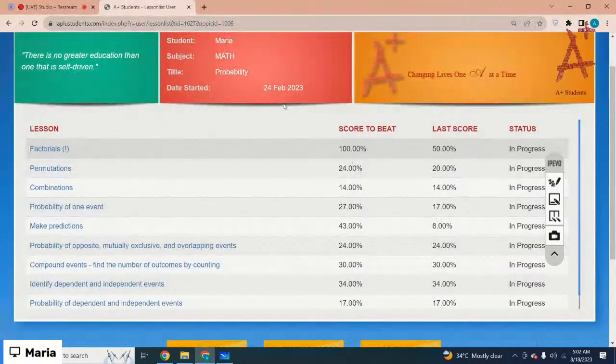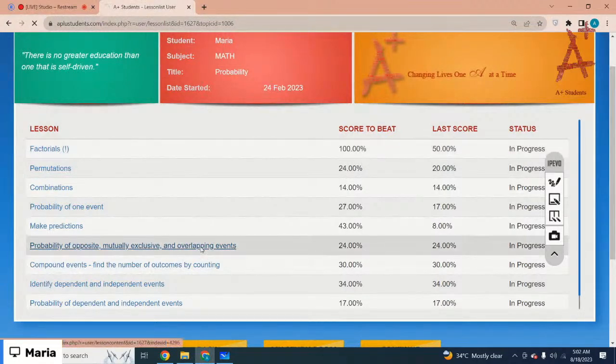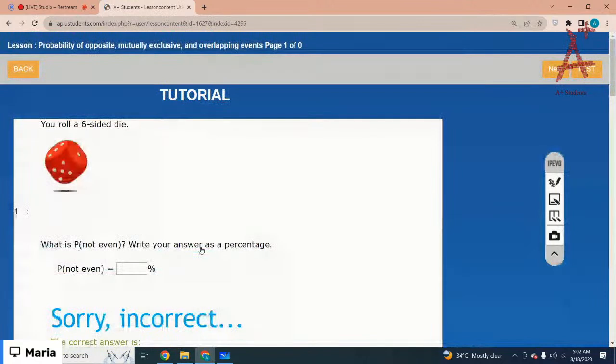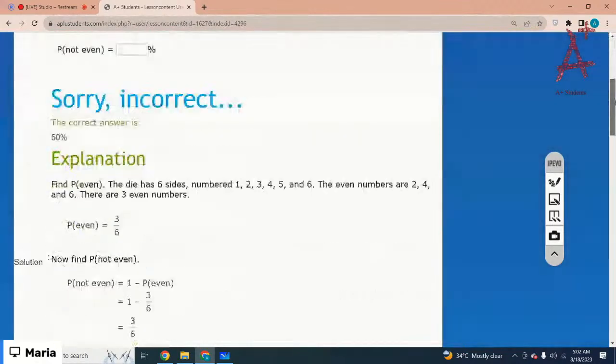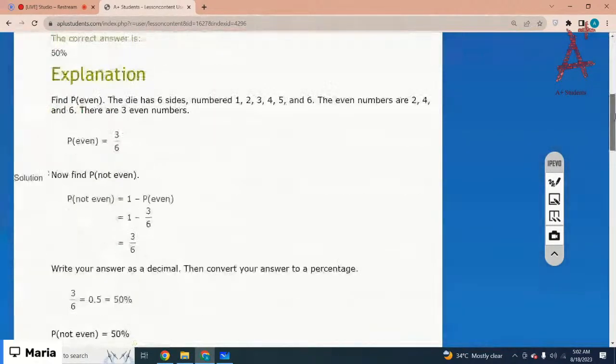Here I'm on grade 6 math. The chapter is probability. Let's start with the lesson probability of opposite, mutually exclusive and overlapping events. You roll a six-sided die. What is the probability of not even? Not even means odd, right?